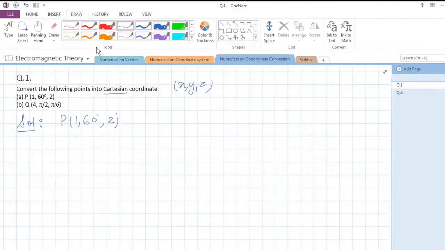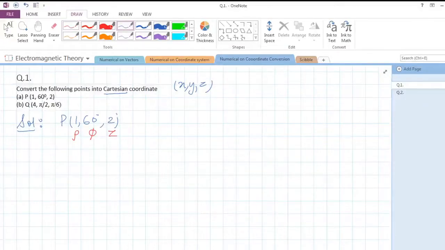It is very clear that this point has one linear dimension, so it would be rho, only one angle, so it will be phi, and there is another linear dimension, so it would be z. On the contrary, the B part, which is point Q, has two angles. The first one is a linear dimension, that is 4, and the other two are pi by 2 and pi by 6, which are obviously angles. So the second point is given in spherical coordinates. So let us start with the first question.